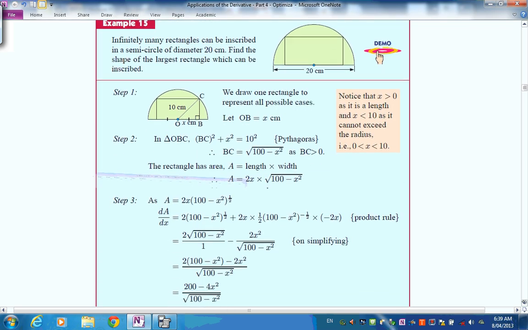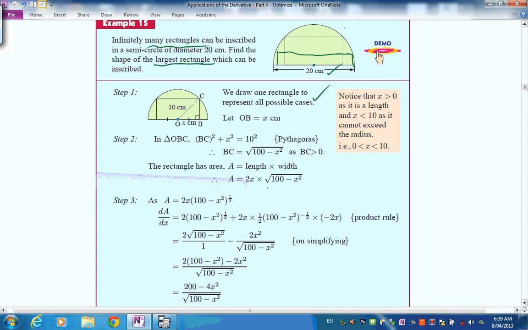So here's one here. Infinitely many rectangles can be inscribed in a semicircle. So there's all different shapes of rectangles, aren't there? Put another one in here. Okay. Find the shape of the largest rectangle which can be inscribed. So drawing one rectangle, we've got all our information on there.